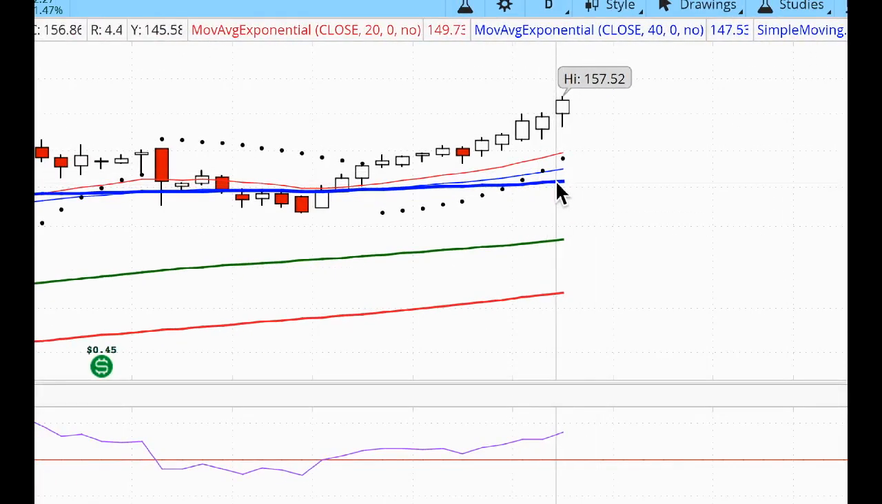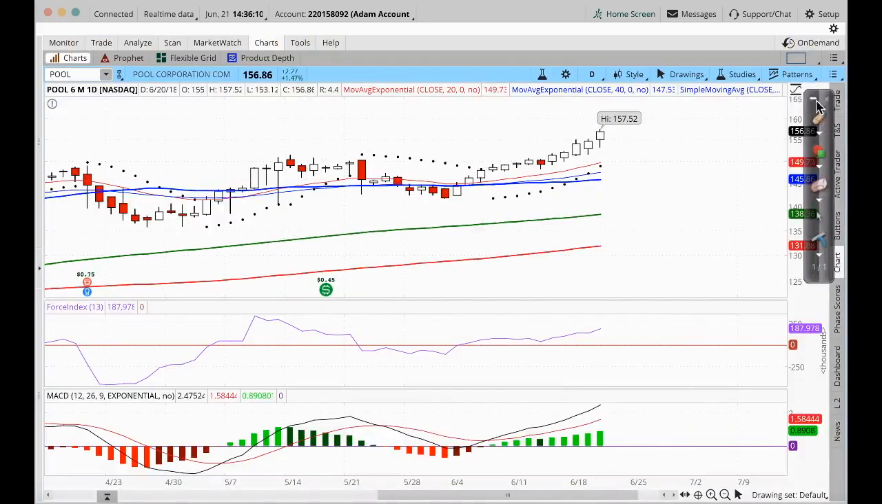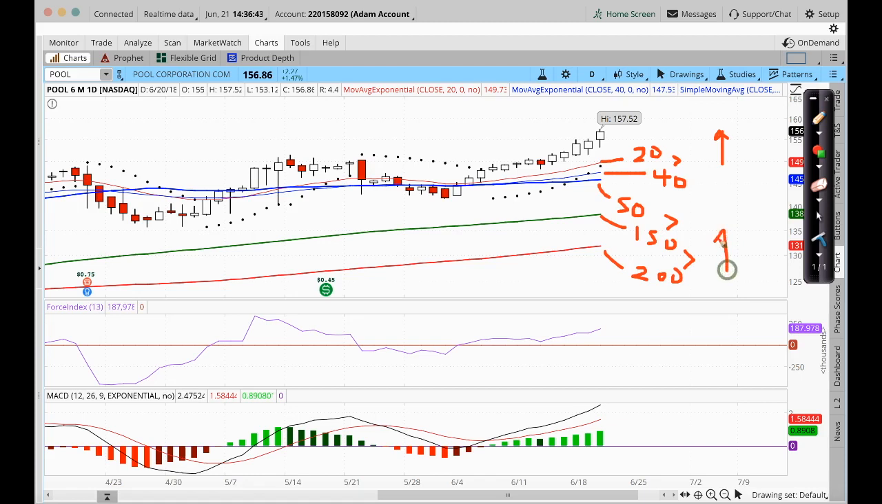Then this big blue line is the 50 moving average. And I can draw it for you. So this red line is the 20, this is the 40. So when the 20 is above the 40, it's a short-term uptrend. Now this thick blue line is the 50 moving average, the green line is the 150, and the red line is the 200. So when the 50 moving average is above the 150 and it's above the 200, when you've got 50, 150, 200 in this sequence, it means the medium-term trend is up as well.